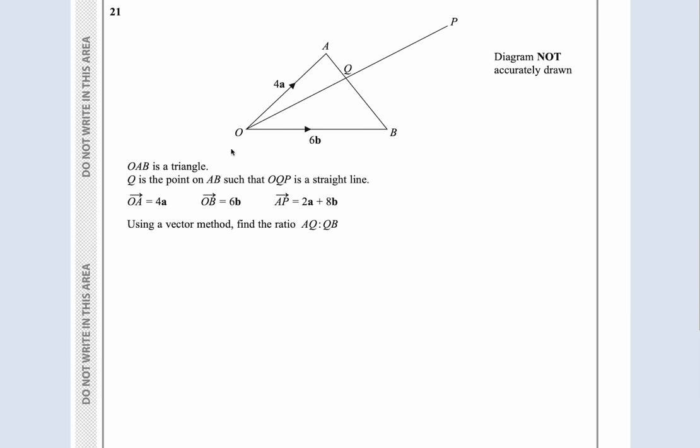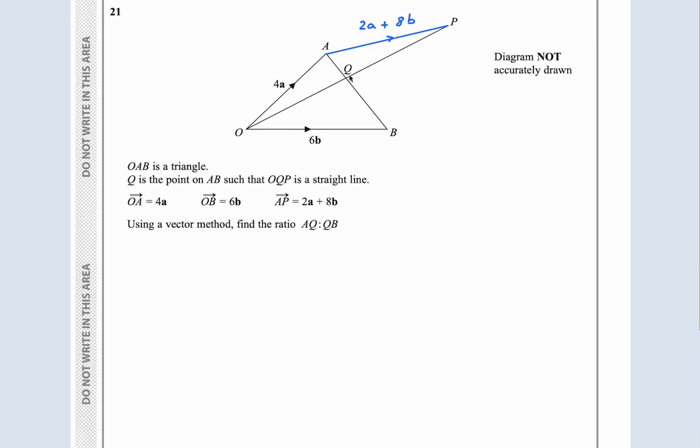OAB is a triangle. Q is the point such that this is a straight line. Okay. OA is 4A, this is 6B, and AP, okay, this is important, AP is 2A plus 8B. I'm gonna add that one in, guys. Using a vector method, find the ratio of AQ to QB.